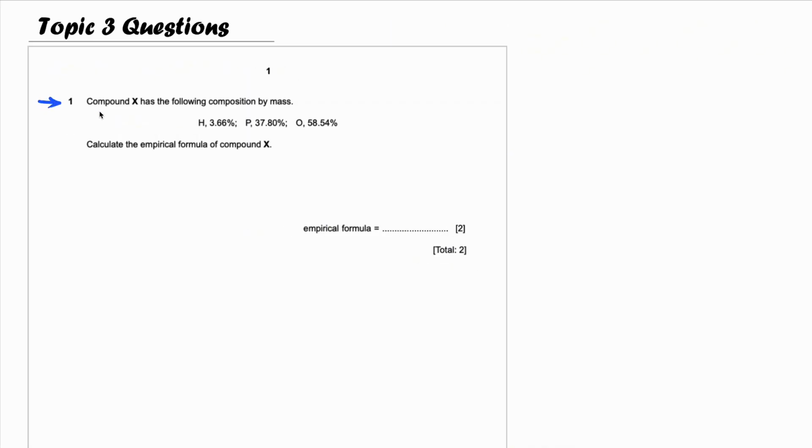Question 1. Compound X has the following composition by mass. Hydrogen 3.66%, phosphorus 37.80%, oxygen 58.54%. Calculate the empirical formula of compound X.